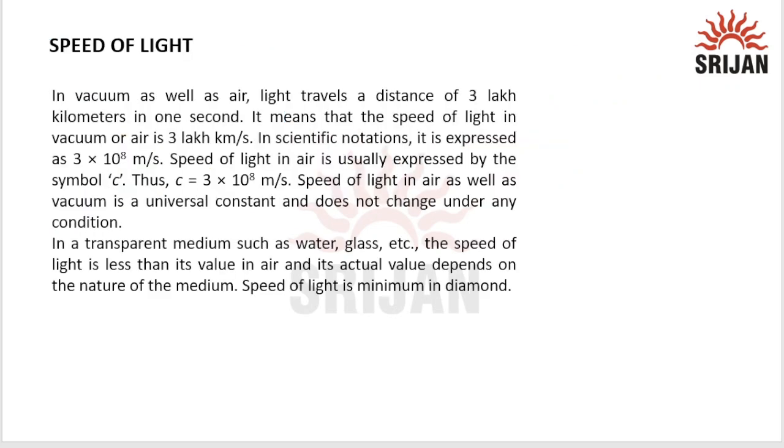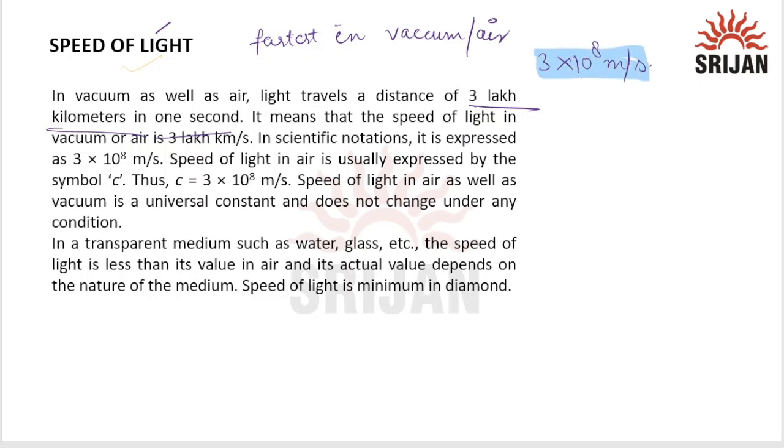Now let's discuss about the speed of light. We know that the speed of light is fastest in vacuum, or you can say air, and the speed is 3 into 10 raised to the power 8 meter per second, or you can say 3 lakh kilometer in 1 second. This form which I have written just here, this is known as scientific notation. In scientific notation, large numbers are represented in a short form.